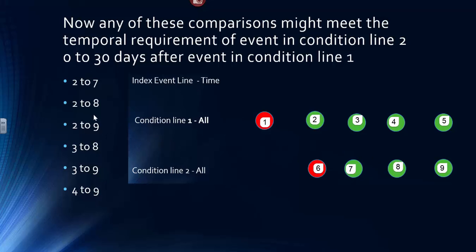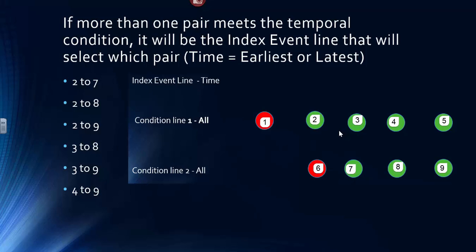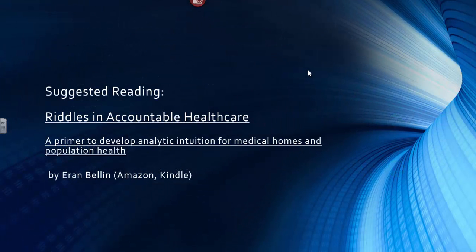Now, any of these comparisons could meet the temporal requirement that the event in condition line 2 is 0 to 30 days after the event in line 1. If more than one of these pairs meets that criteria, then the index event line, if it's set to time equal earliest, will pick the earliest pair, or if it's latest, will pick the latest pair. As you can see, it makes a big difference whether you have all in your condition lines or earliest in your condition lines.